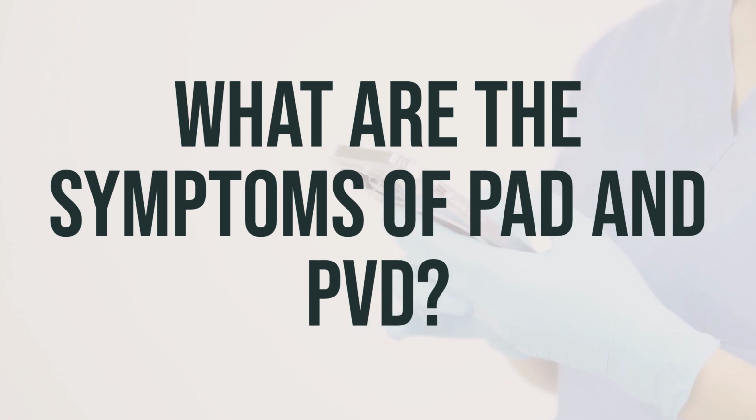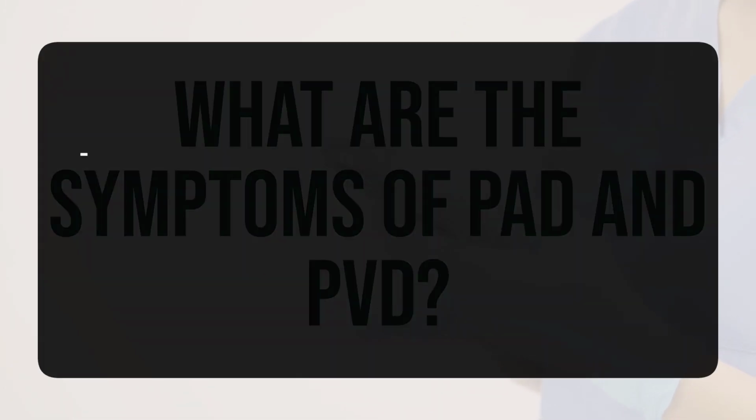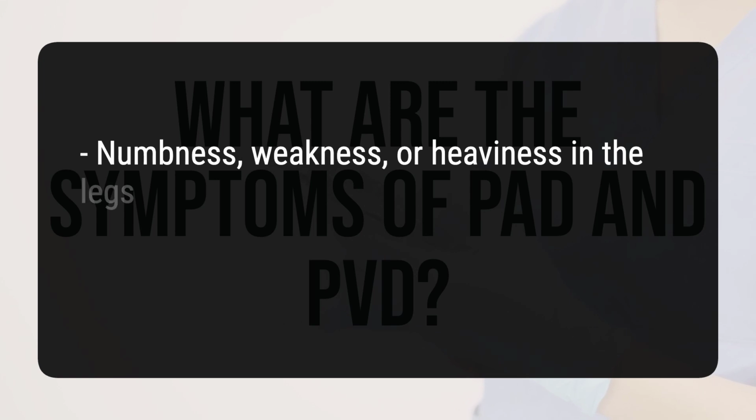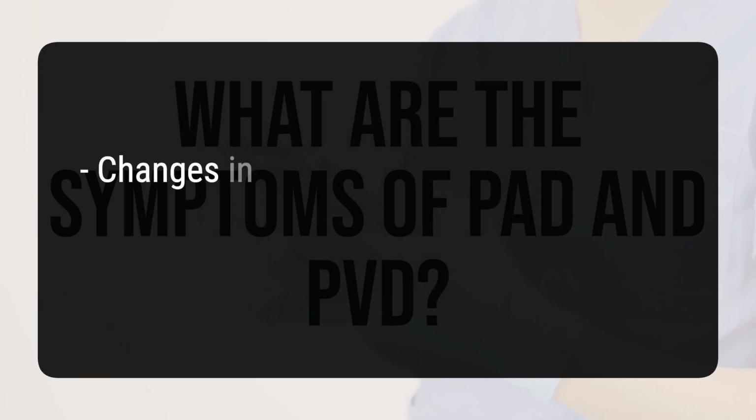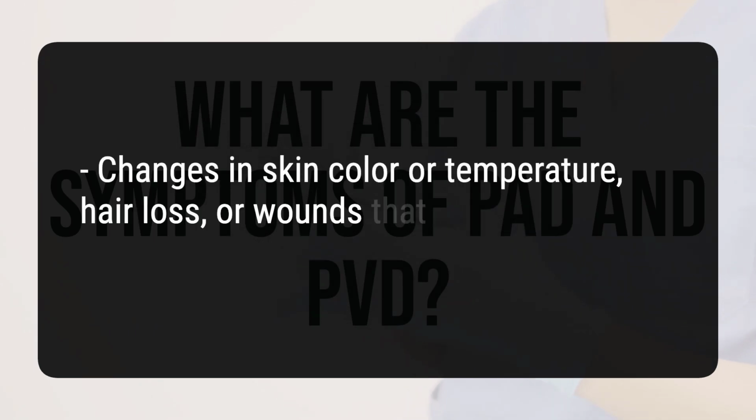When it comes to peripheral artery disease, or PAD, many people may not even realize they have it because half of those affected don't have any symptoms. However, for those who do experience symptoms, they may feel cramping in one or both of their lower legs when they are active, but not when they rest. This is known as intermittent claudication. In more severe cases, called critical limb-threatening ischemia, the lack of blood supply can lead to visible damage on the limbs. Some other symptoms of PAD can include numbness, weakness, or heaviness in the legs. Pain in specific areas at certain times, such as at night. Changes in skin color or temperature, hair loss, or wounds that don't heal.